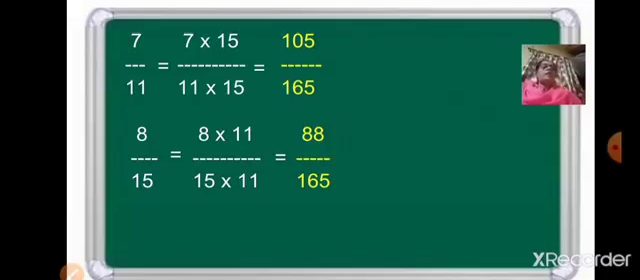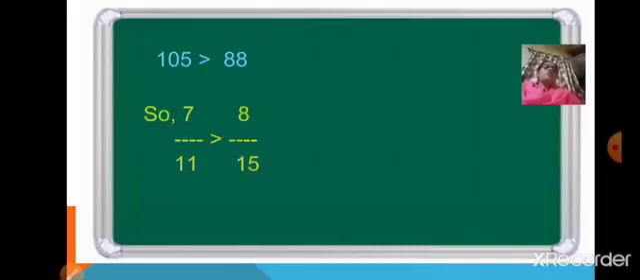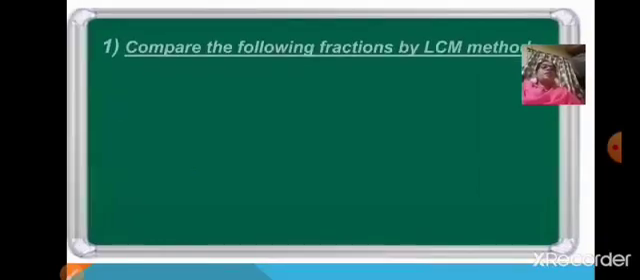Now the third step is, you will compare the numerators, that is 105 and 88. When you compare, 105 is greater than 88. So your fraction 7 upon 11 is greater than 8 upon 15. Now you can just solve this.